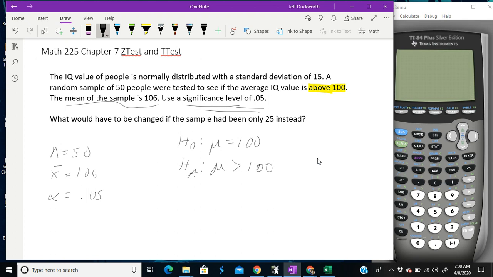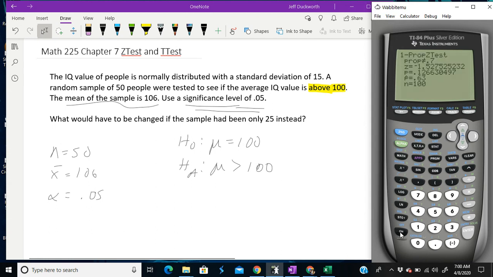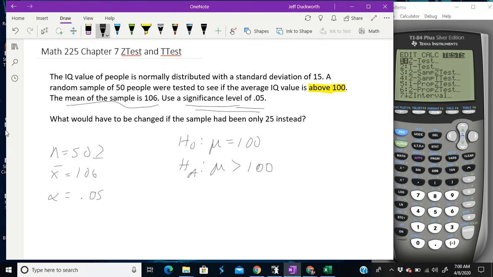Okay, so let's get the TI-84 out and let's put it to work here. I'm going to run the stat. We're going to go into tests. And the very first one is ZTest. The reason we're using ZTest is because n is greater than or equal to 30. Okay, so this means use the Z.